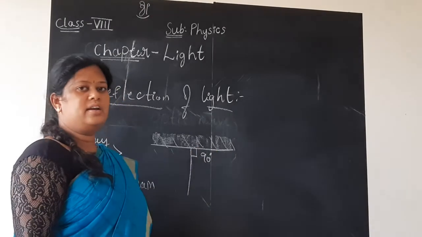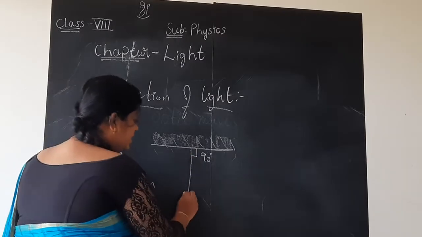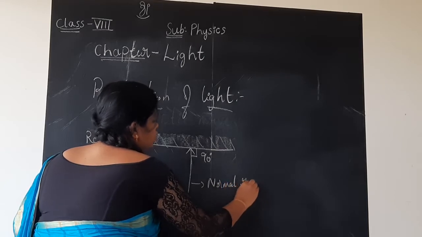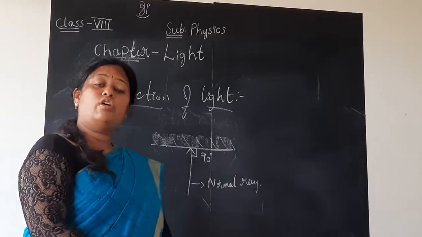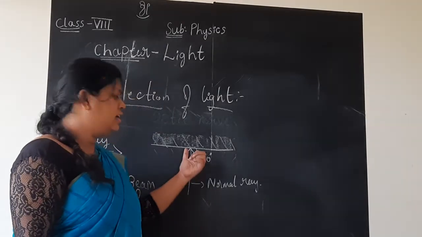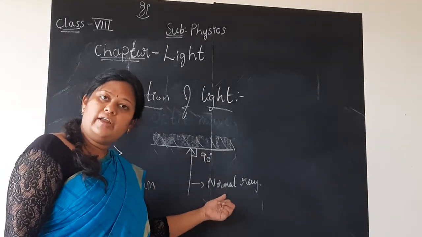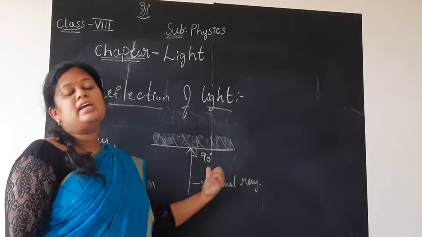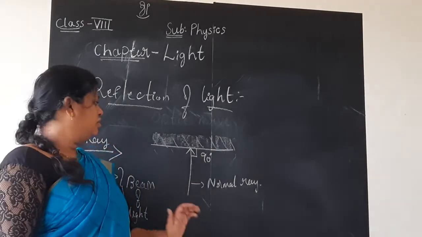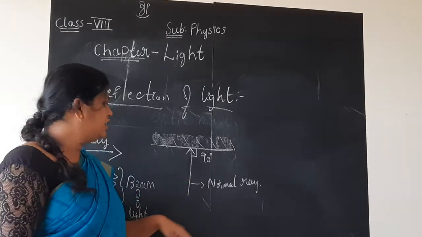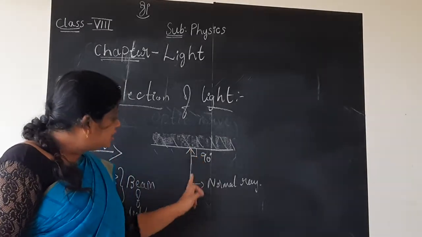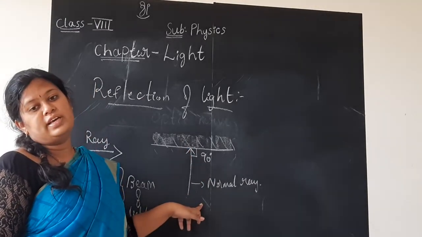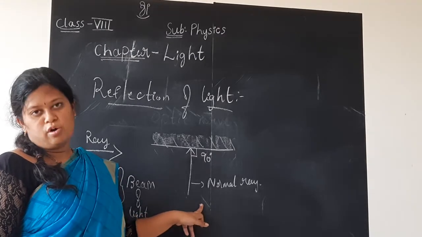You know 90 degrees is a right angle. So that ray is called the normal ray. What is a normal ray? A ray of light which, when it strikes the object, makes 90 degrees with the surface is called a normal ray. So if you want to represent the incident ray, reflected ray or any other rays of light, it is always with respect to this normal ray.